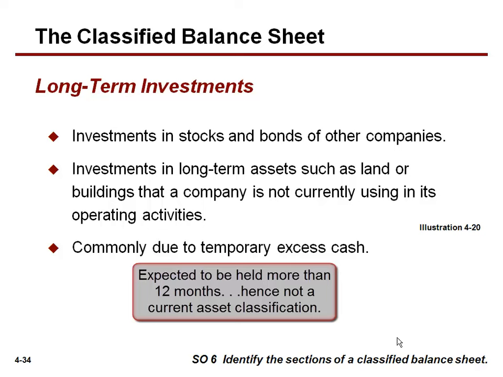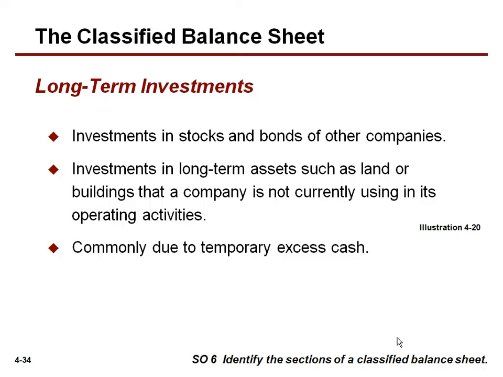The category long-term investments simply means that the company expects to keep that investment for more than 12 months. That's why it's not in the current asset category. In other words, they don't expect to sell it within 12 months, but to hang on to it longer than that. Therefore, it cannot be classified as a current asset. That's not going to be turned into cash within that 12-month period.